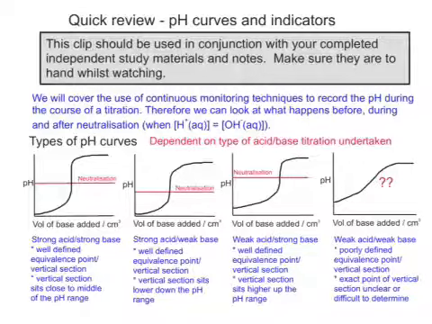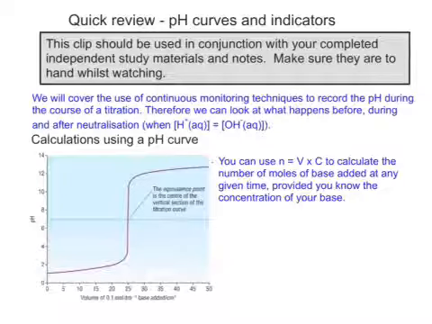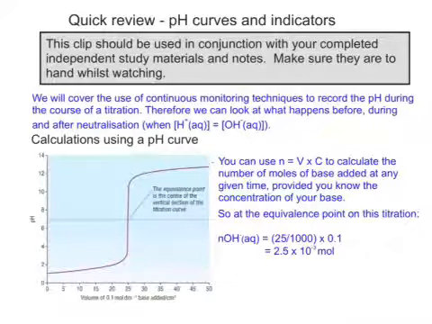Okay, the next thing to look at is how would we use a pH curve in quantitative terms. How could we mathematically use it? And this depends on not just the volume of the base added, but the concentration of that base, so you know how many moles of base you're adding at any given point. So you can use first year chemistry here, n = V × c, to calculate the number of moles of base added at any given time. So in this particular example, the number of moles of OH- aqueous at the point of equivalence is 2.5 × 10^-3 moles.